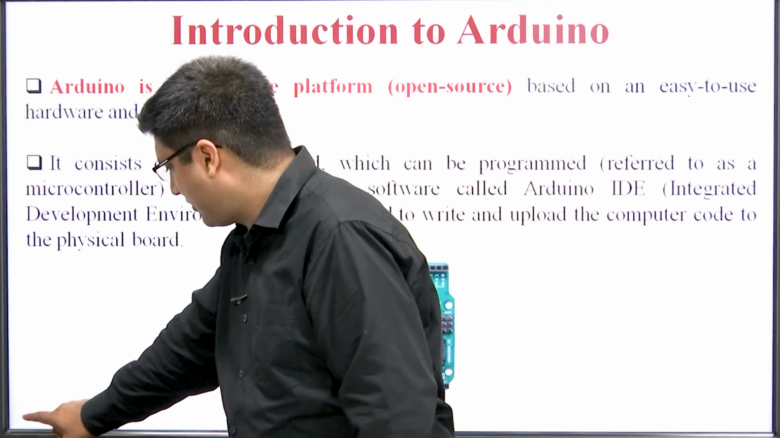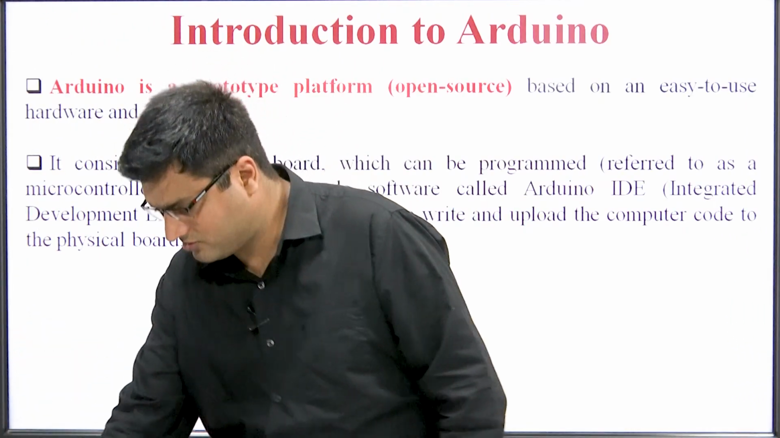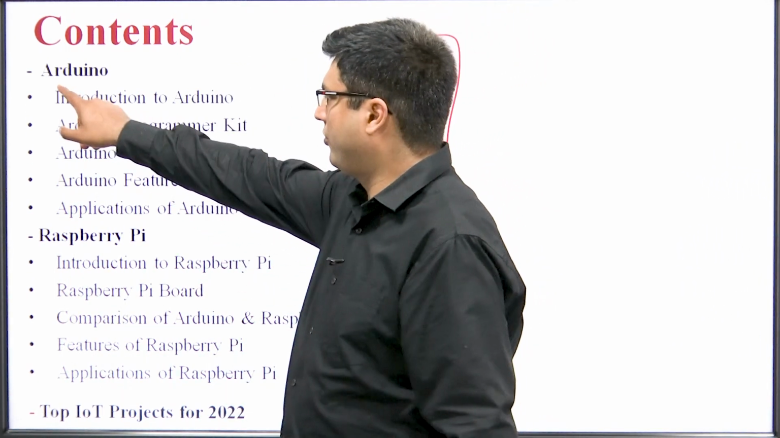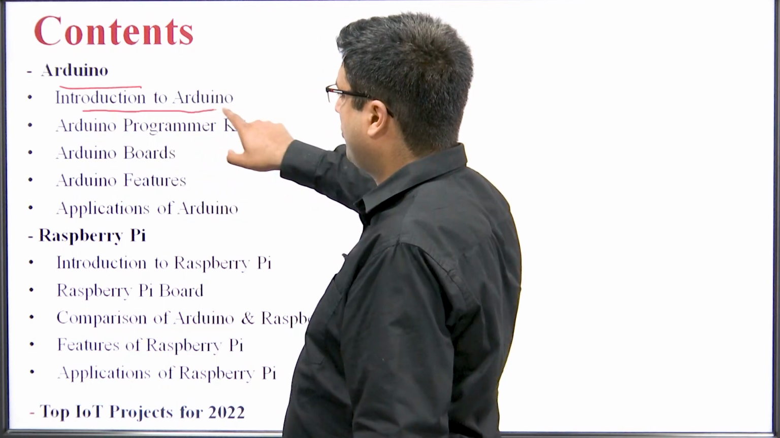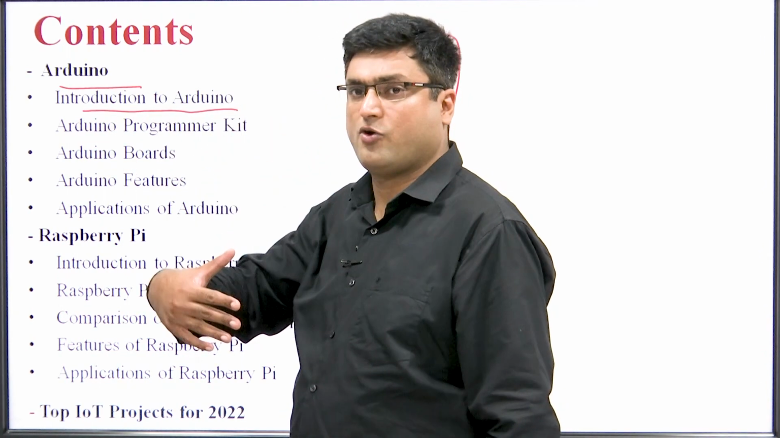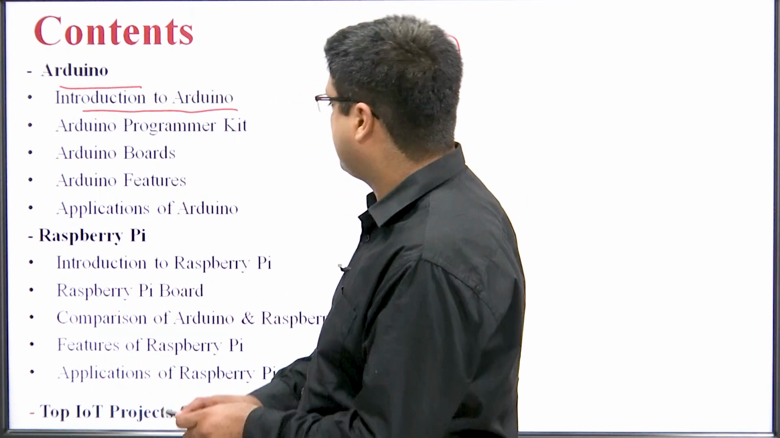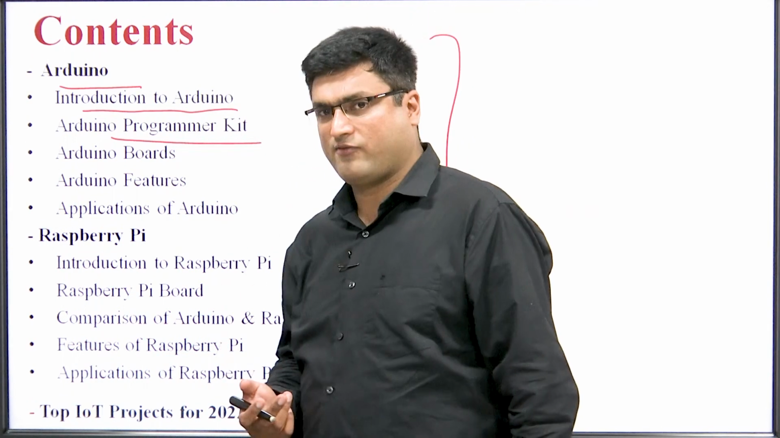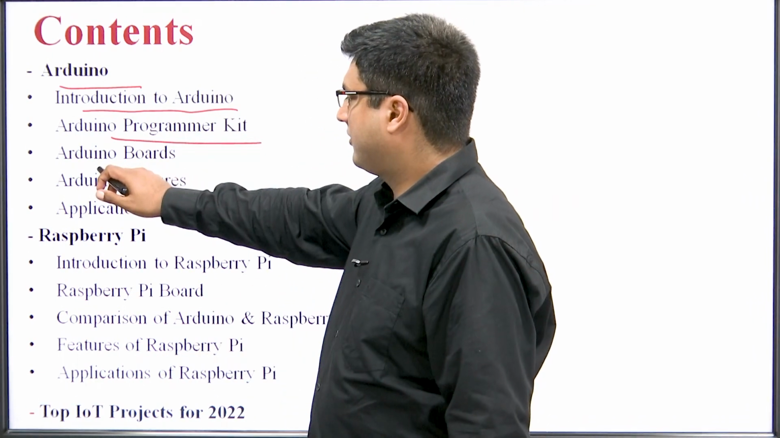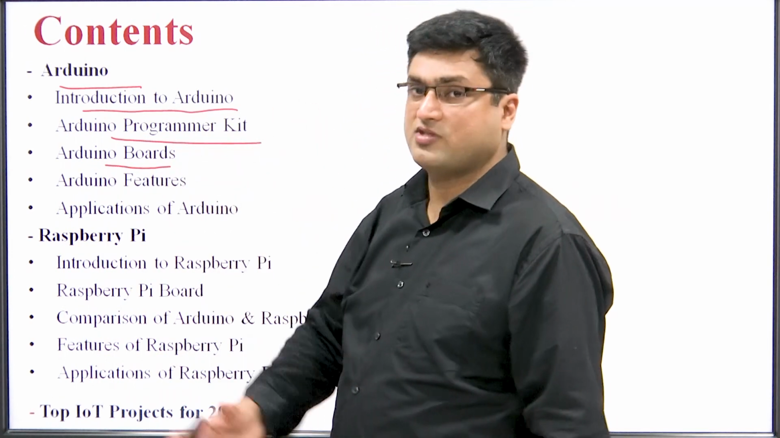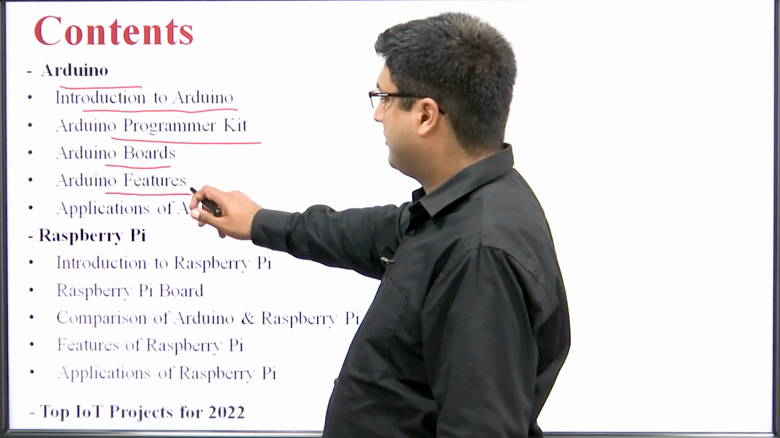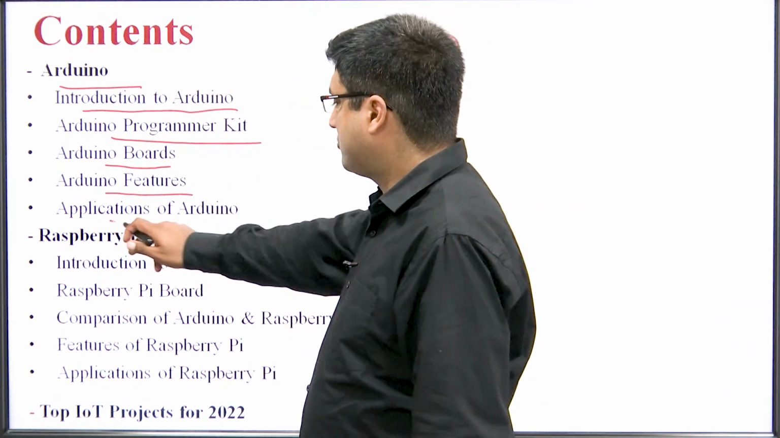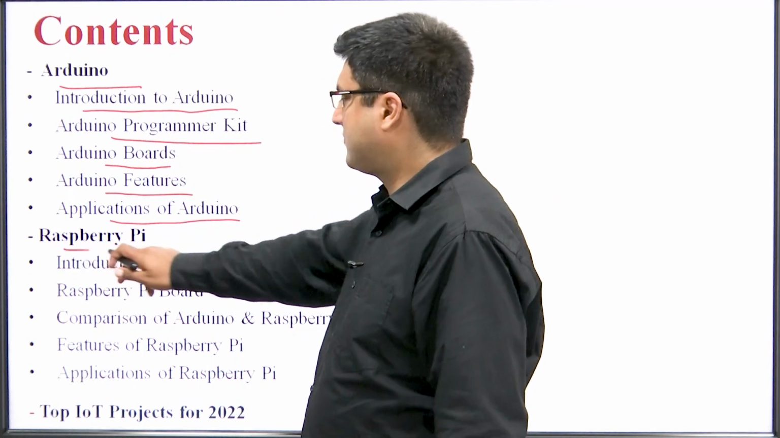These are the table of contents that we will cover in this lecture. First one is Arduino. Under Arduino we will see the introduction, what is the meaning of Arduino, and the Arduino programmer kit, with some real time examples. After that we will see the various types of Arduino boards, the features of the Arduino microcontroller, and the applications of Arduino. After that we will discuss the Raspberry Pi kit.